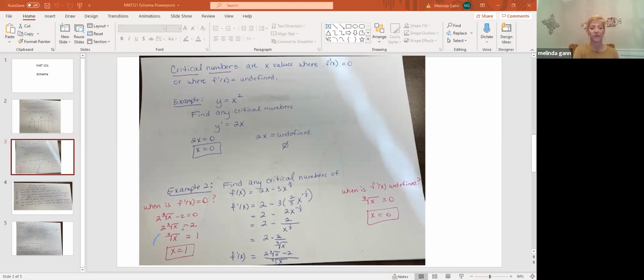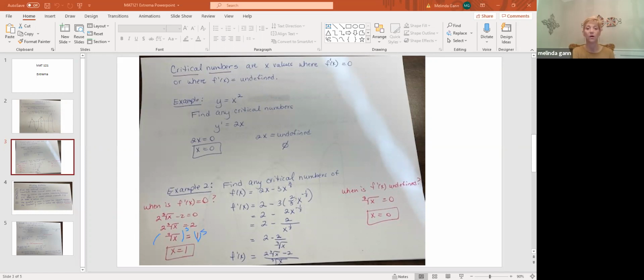So I'm going to have to cube both sides. So I'm going to cube that side, and then I'm going to cube this side. So the cube root of x cubed is just x, and 1 cubed is just 1. So there's one critical number.